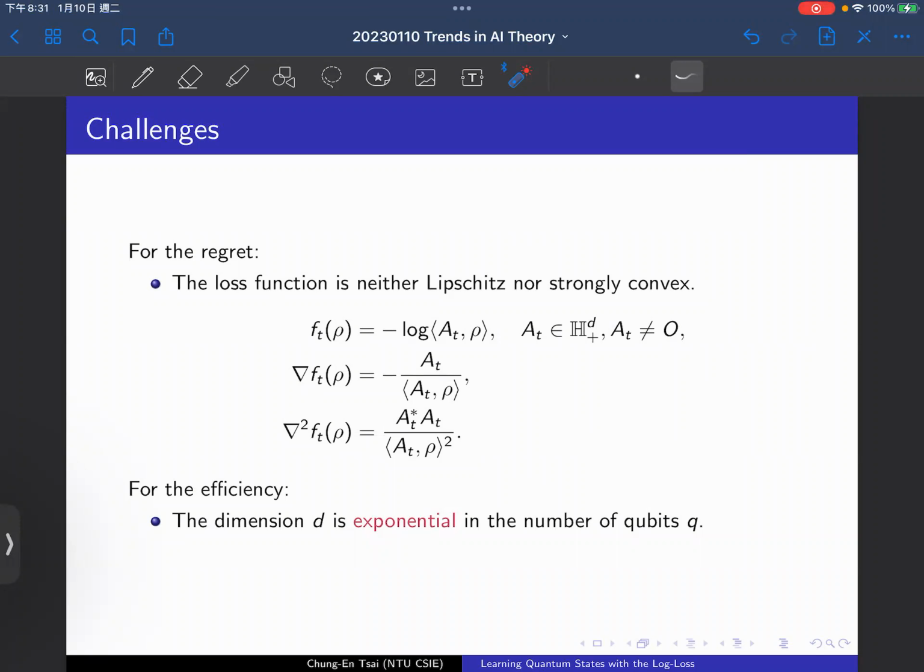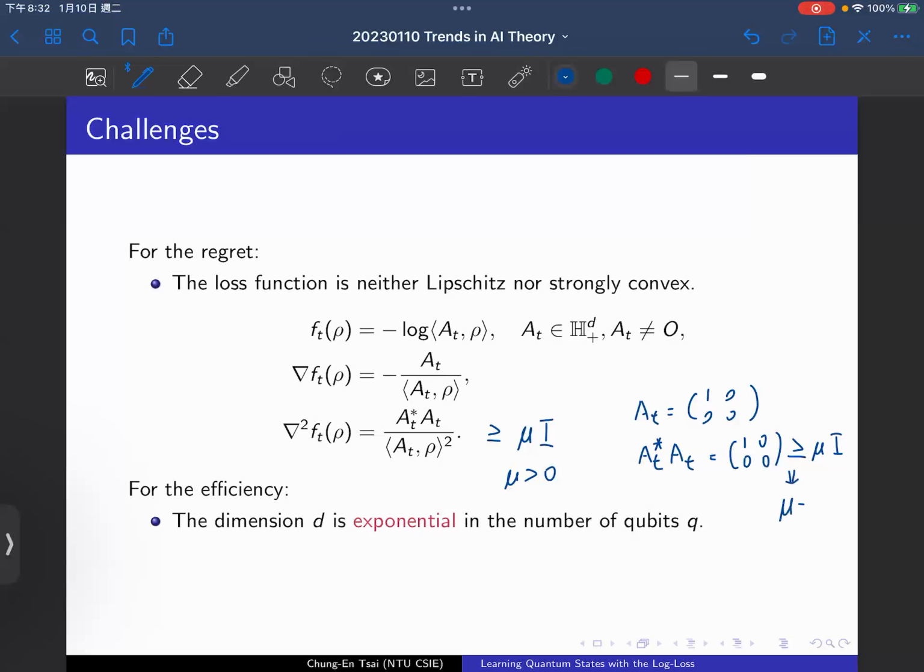And it is not strongly convex. If we look at its Hessian, it is strongly convex if there exists a positive mu such that the Hessian is lower bounded by mu times the identity matrix. But we cannot choose such a mu because, for example, if you choose At to be 1, 0, 0, 0, it is a Hermitian positive semi-definite matrix, and then the numerator is the square of At, and it still equals this. Then it is impossible to find a positive mu such that this inequality holds. In this case, mu must be 0. Therefore, Ft is not strongly convex.